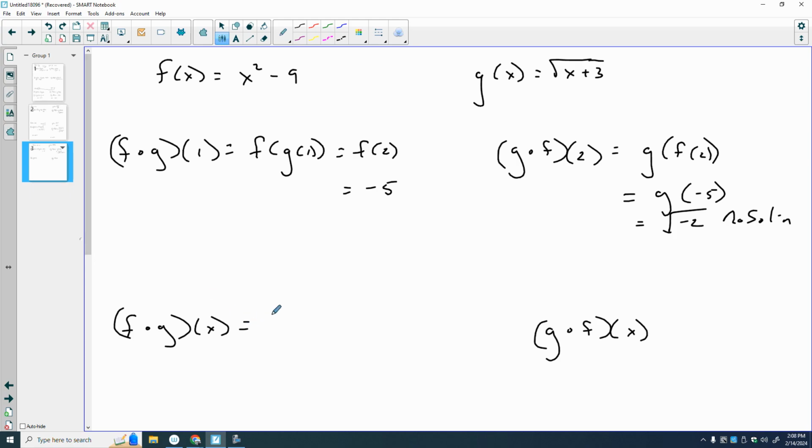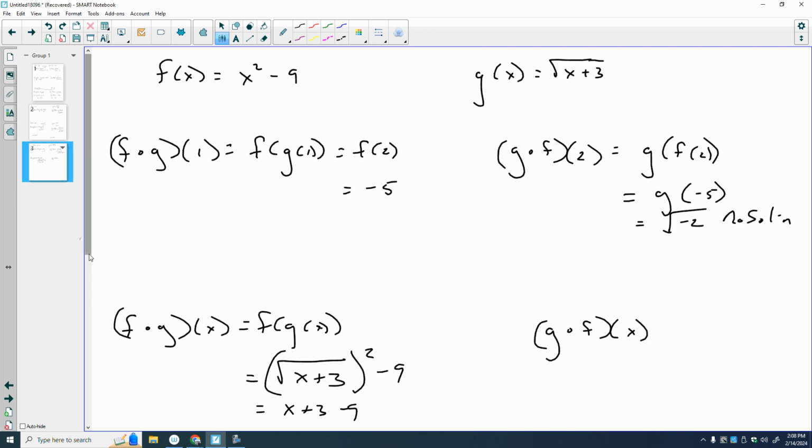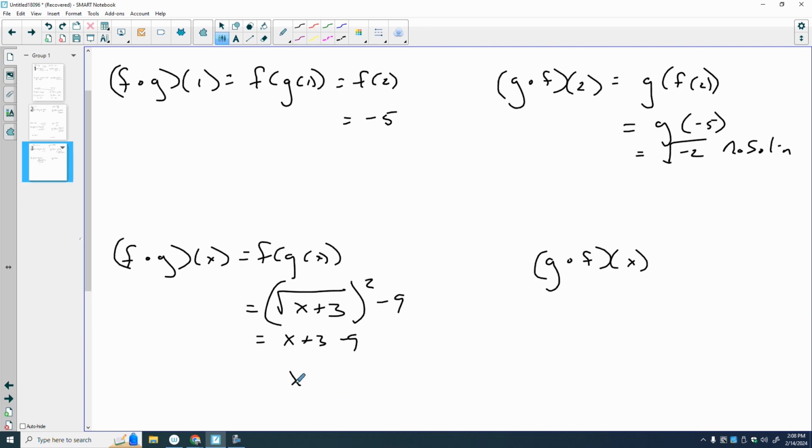Okay, so this, again, I always highly encourage you to write that just so you are comfortable with the notation. I'm going to take g and put it into f. I'm taking g and putting it into f. Think back to our last section. A square cancels a square root, and I get x plus 3 minus 9, which is just x plus 6. No, x minus 6.